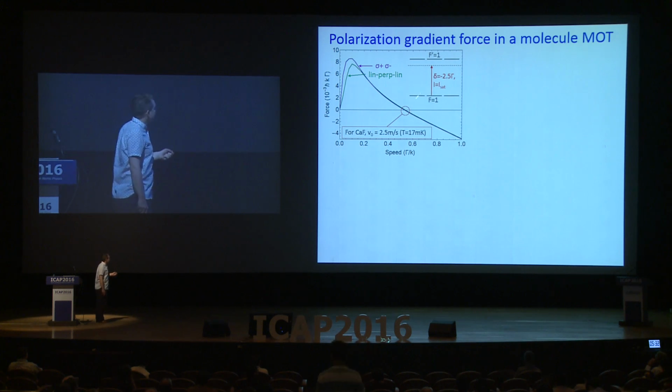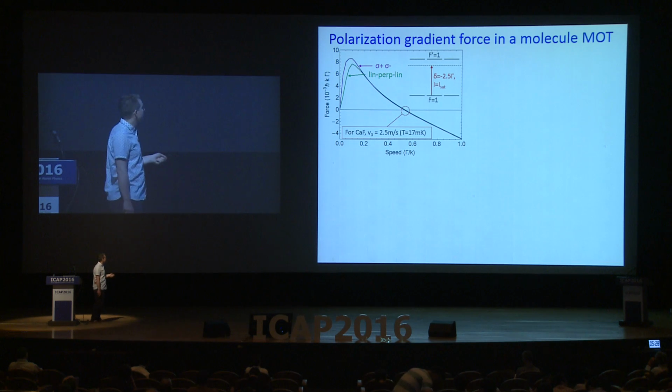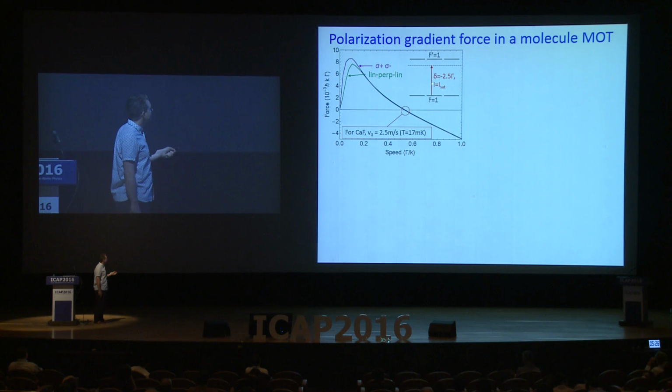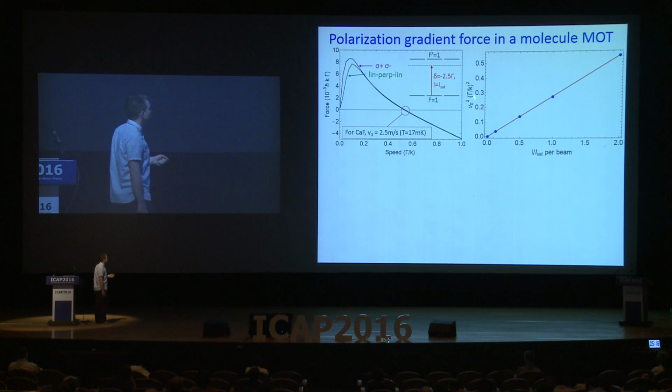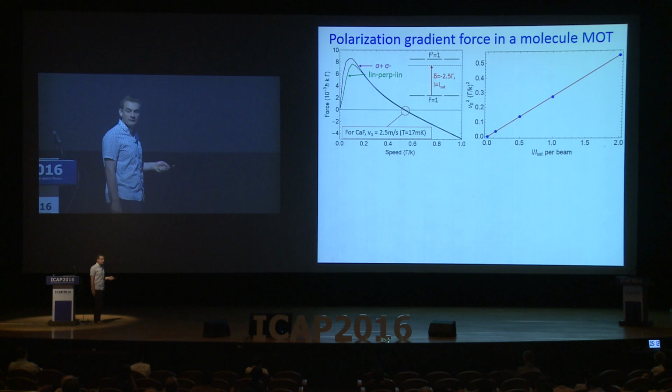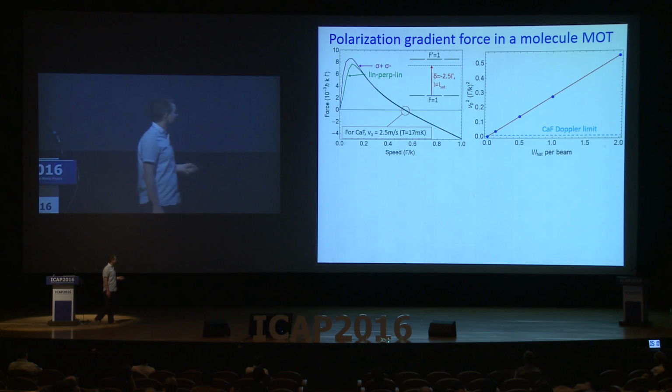This calculation was done for an intensity of the saturation intensity in each of the 6 beams. If you lower the intensity of the light, then this equilibrium velocity V0 moves down towards lower speeds. Okay, and in fact, the relationship is a very simple one. We find that the square of V0 just scales linearly with the intensity of the light. Okay. And again, if I put the Doppler cooling limit here for calcium fluoride on this same graph, it's all the way down here.